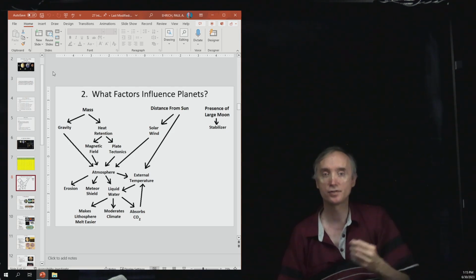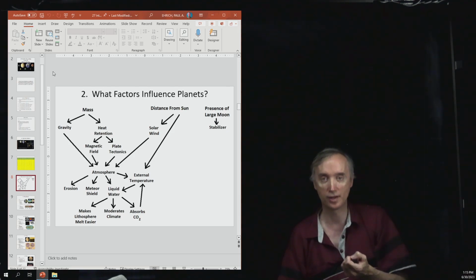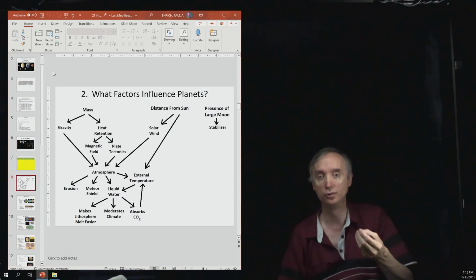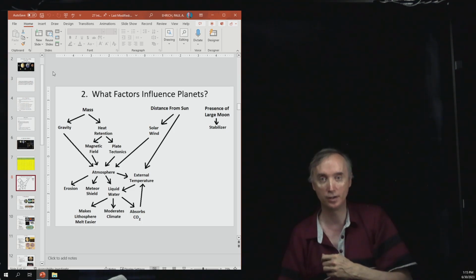What does the distance from the sun do? Well, that affects the temperature, so the farther you are from the sun, the cooler it's going to be. The closer you are, the hotter it's going to be. And then the sun produces the solar wind.